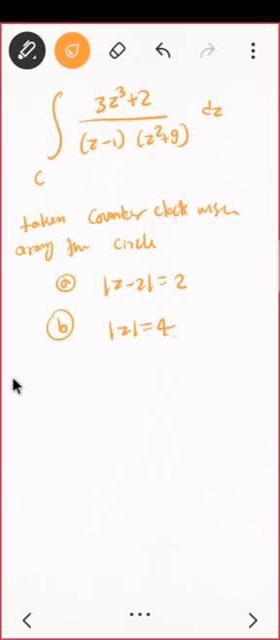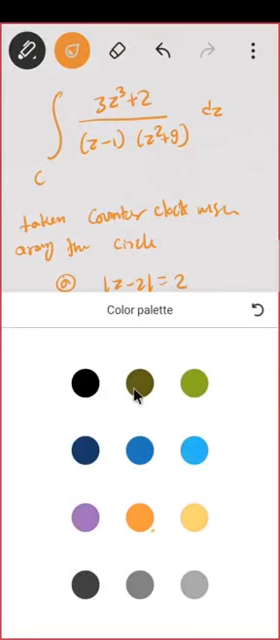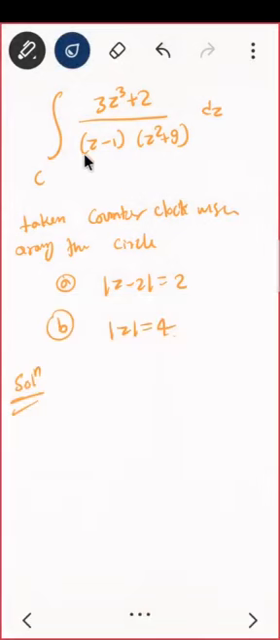Anybody? How will you solve? Can I solve it by Cauchy integral formula? Yes, of course you can, but don't you think that would be quite a lengthy process, because you have to do the partial fractions first. First, let us see what the singularities are. What are the poles here?